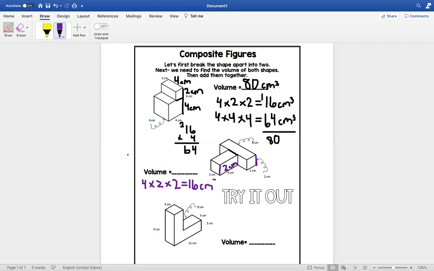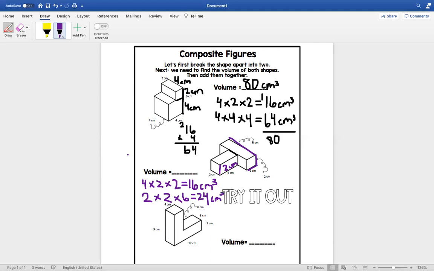Then I need to find out the volume of my last shape. Well, we just determined that the height was 2. So I know my height is 2. Now I need to determine my length and width. Well, my length is also 2 because we can see that right here, already measured for us. And then my width is going to be right here, and it tells me that that is 6 centimeters. I know that 6 times 2 is 12, and 12 times 2 is 24. So the volume of my second shape is 24 centimeters cubed.